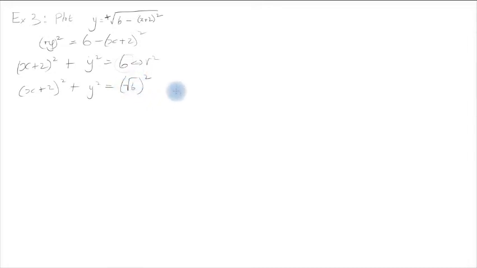So let's just write down the things that I know. I know the radius of my circle is square root of 6. Now I know where the origin of the circle is as well, the center. So the center is at, it's plus 2. We really want a minus sign there, so that's like saying minus negative 2. So the center is at negative 2 and 0 for y.